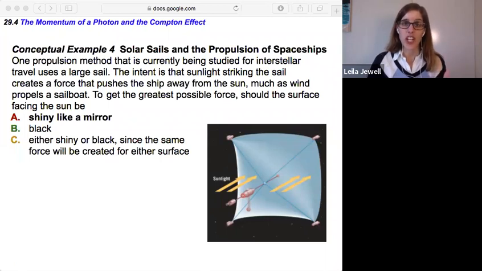So what we see here is that to get the maximum amount of force, we want to make it shiny like a mirror. And then the photons will bounce off of the mirror, and as they're bouncing back the way they came, that will send the solar sail forward even more so. So there we have the momentum of a photon and the Compton effect.